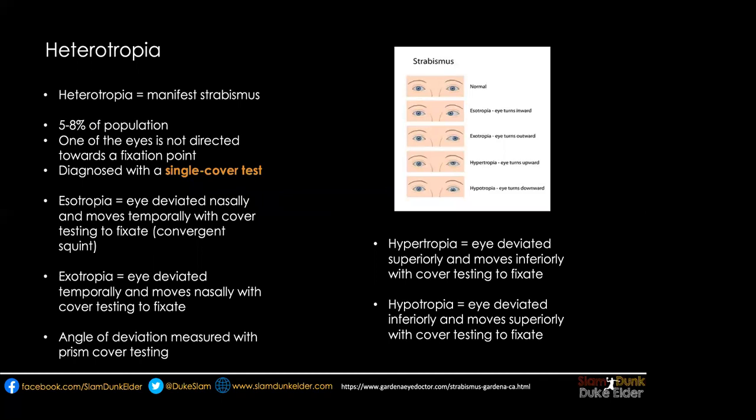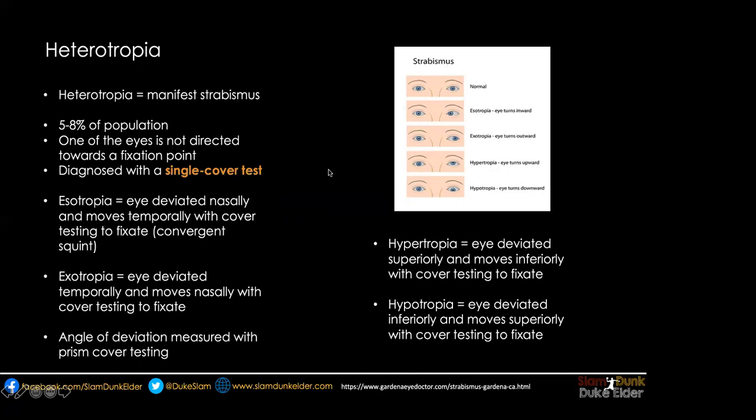So the main type of squint are tropias. So these are manifest strabismus, so it's always present. Very common, 5 to 8% of the population have this, and it's where one of the eyes is not directed towards a fixation point. So it's diagnosed with a single cover test. So sometimes it might be very obvious. If you look at the diagram on the right, these are pretty barn door, you'll be able to notice this. But if it's a little bit more subtle, you can diagnose it with a single cover test.